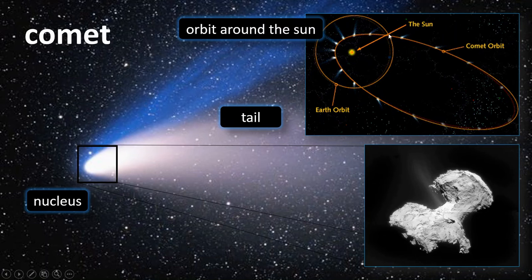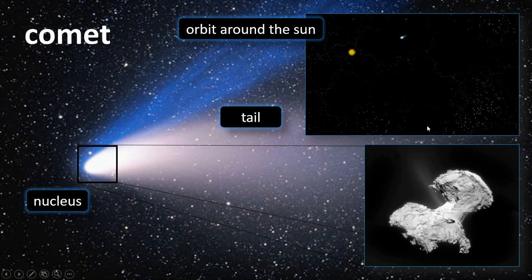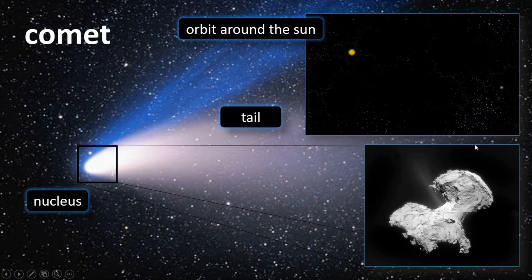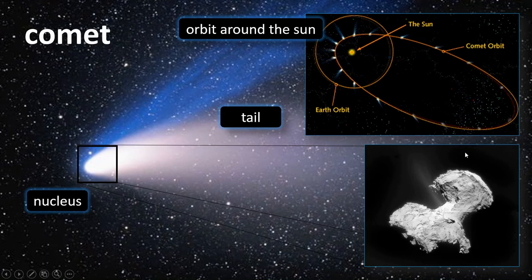So here is the orbit of the Earth, circular. But the orbit of a comet, you can see, is a much different shape, this elliptical shape. So this is a photo of a comet called Rosetta, and a space probe was sent very close to this comet to take these photos.